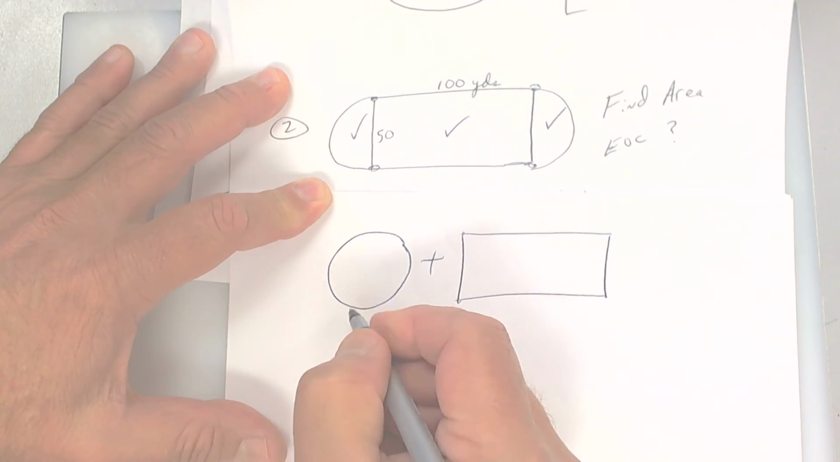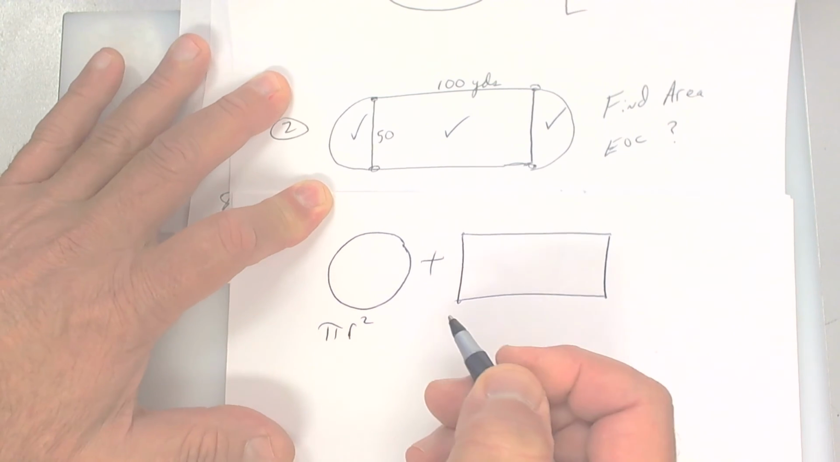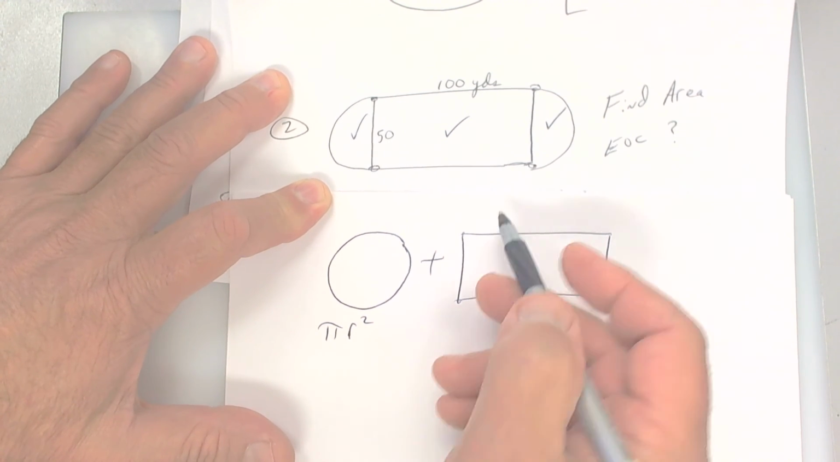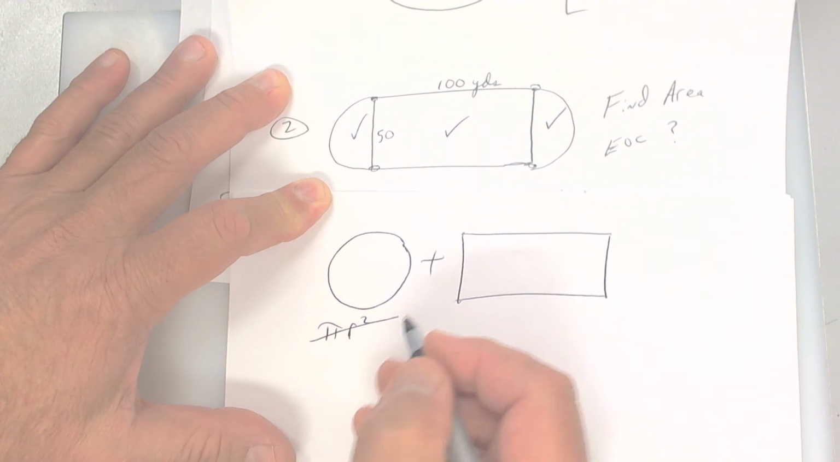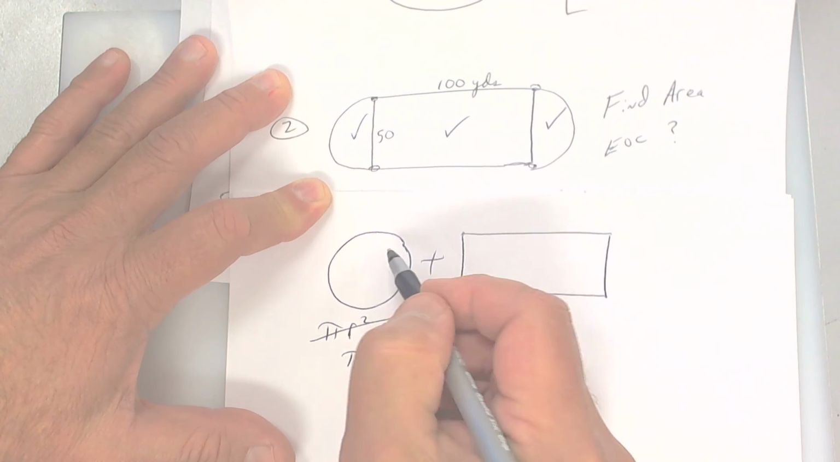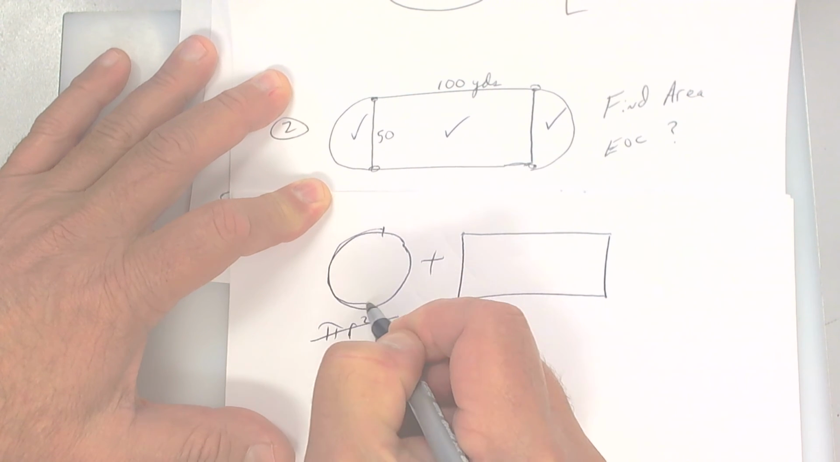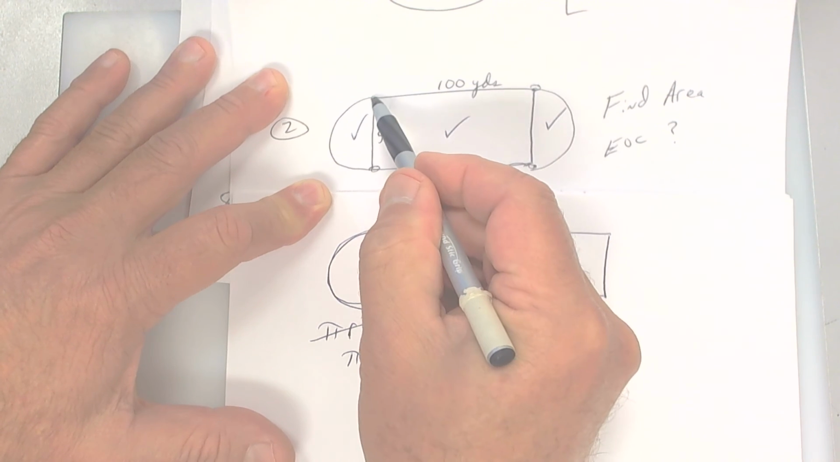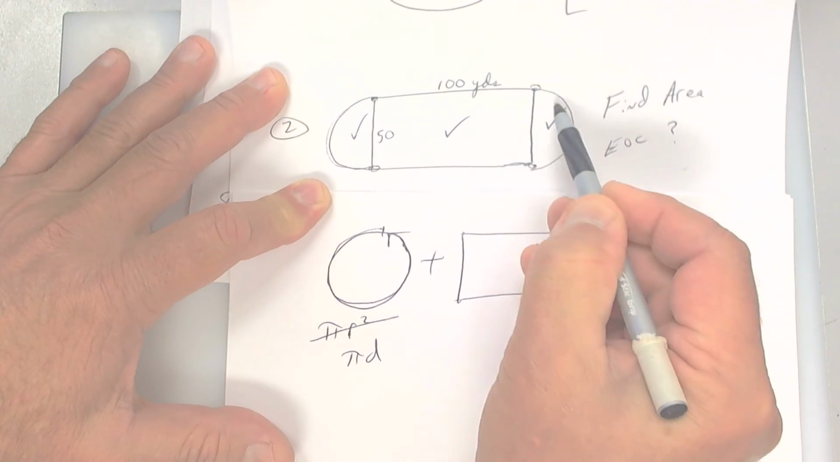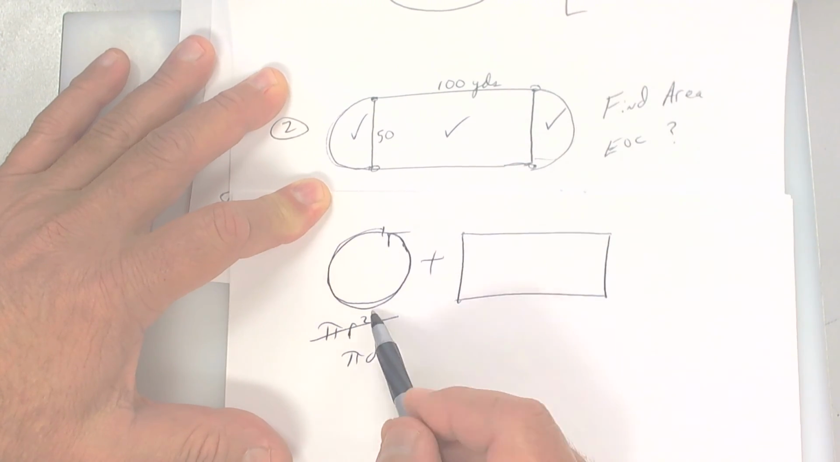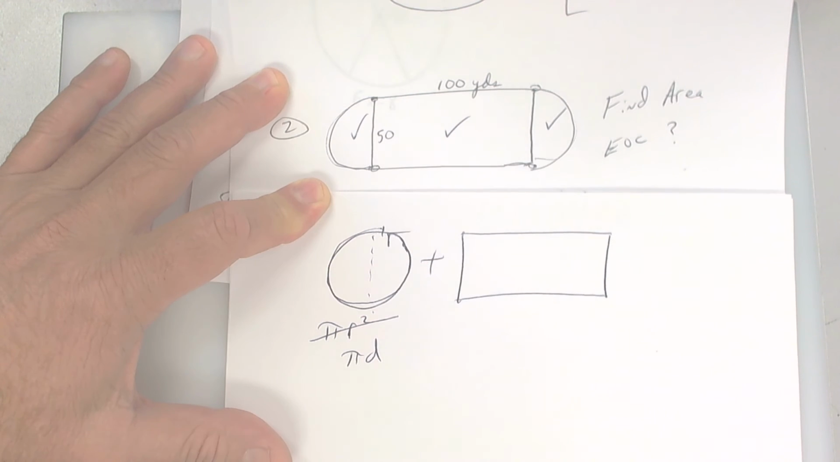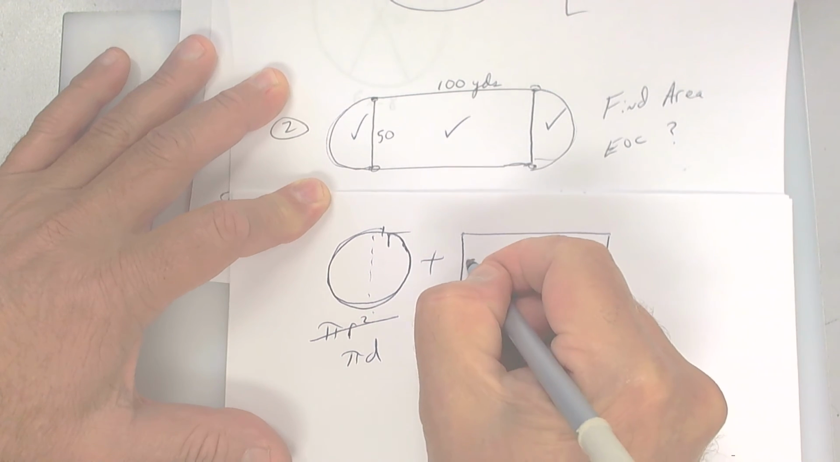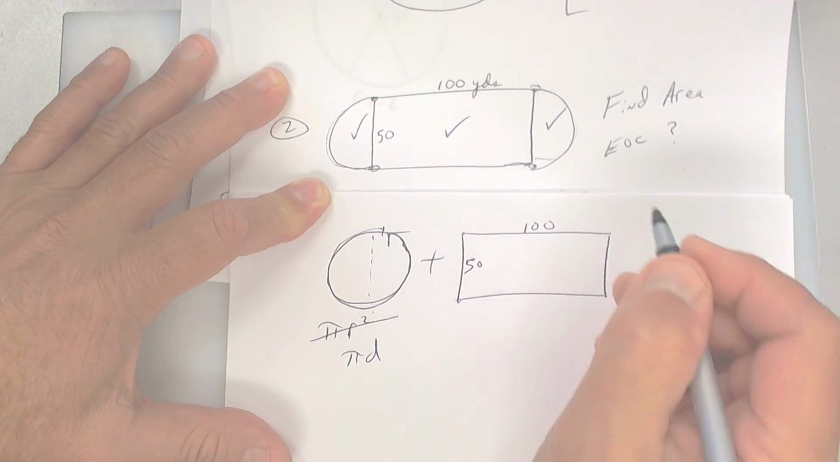Okay, so this one is pi radius squared is for area, but we want to go around it, so we don't want to use that. We want to use pi times diameter. So we want to go around this circle, and when you go around that circle, you will end up doing this end cap and that end cap, which together makes a circle when you put them together. This rectangle is just going to be 50 times 100.